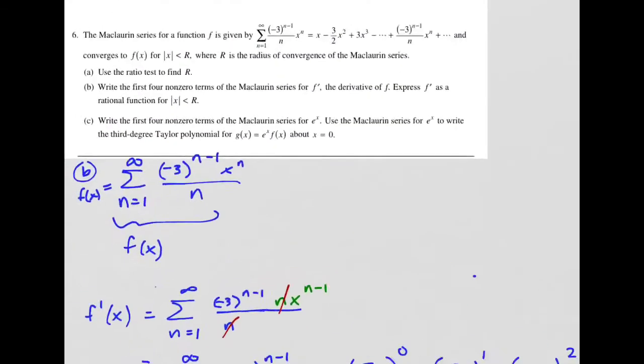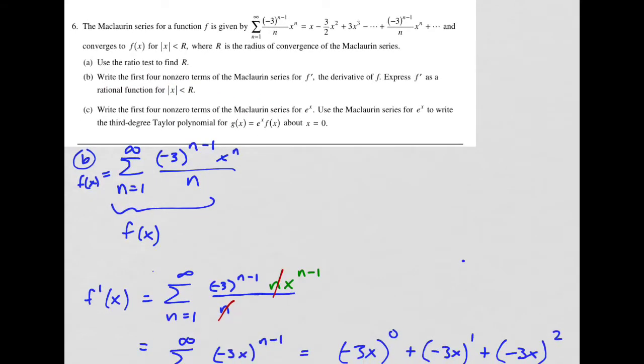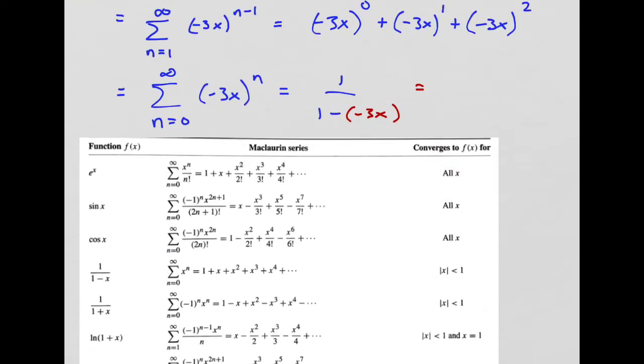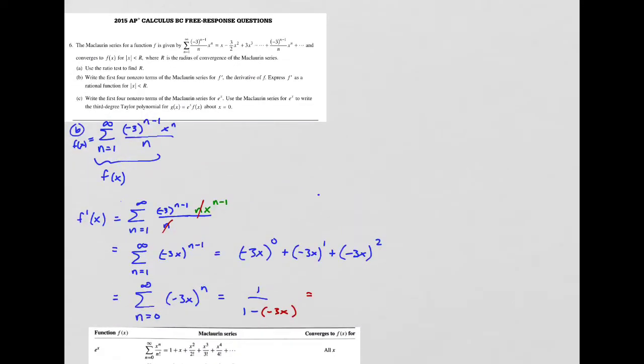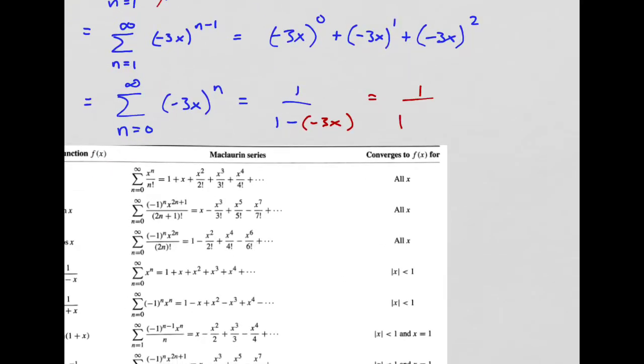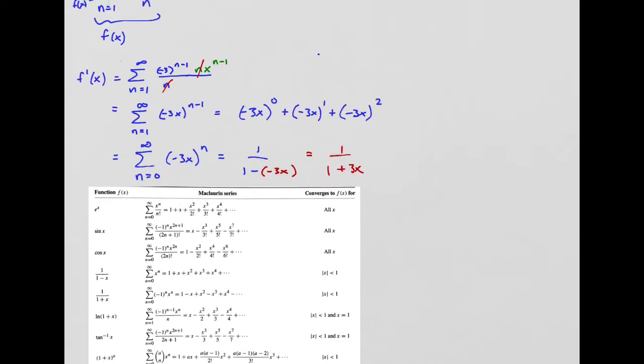Okay, because that's what it said to do. Oh no, I'm not even done yet. Good thing it said write the first 4 non-zero terms. I almost forgot to do that for the derivative of f. And express f prime as a rational function for that interval. Well, I already know this is good for all x's in that interval that I found in A. So it actually works there. So this is the same thing as 1 over 1 plus 3x. And I don't have to write that. I would just leave it like that. But that's what f prime is.